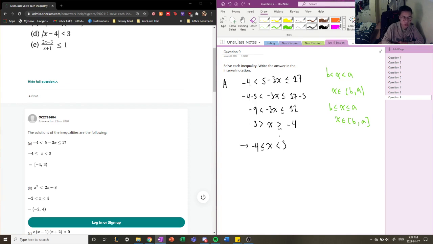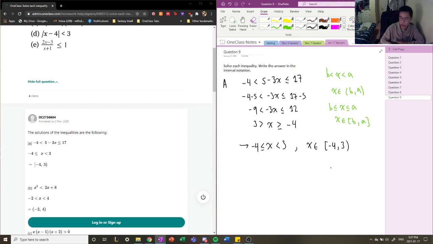So in this case here, interval notation would be x belongs to [-4, 3). -4 has a closed bracket because the interval includes -4, but x always has to be less than 3, and this is a rounded bracket.